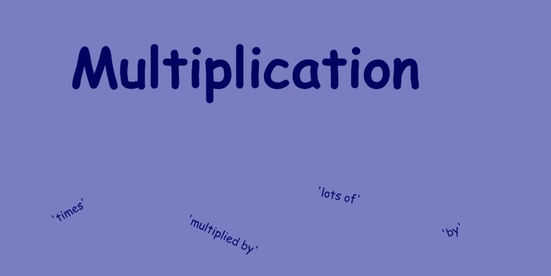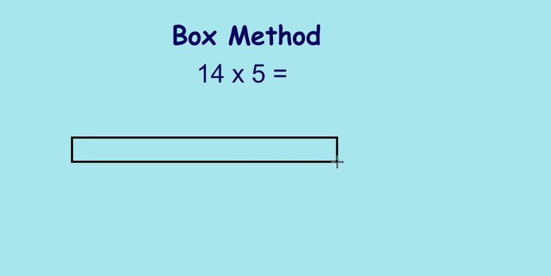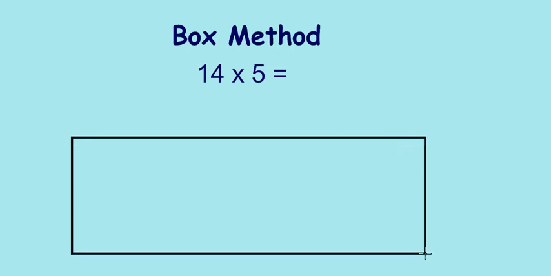Hi, this tutorial aims to help you to solve 2-digit by 1-digit multiplication problems using a method called the box method. The first thing you need to do using the box method in order to solve a 2-digit by 1-digit multiplication problem is draw yourself a box. There we go, box drawn.